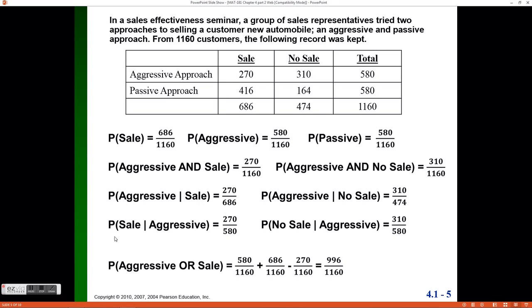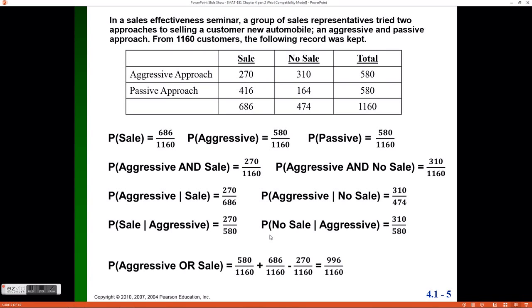Moving down to the fourth line, I want to find the probability of a sale given the aggressive approach was used. This is not the same as what we just did in line 3. While the two traits are the same, this time I am given that the aggressive approach was used. So when narrowing my search, I am now only looking at the first row of 580 customers who had the aggressive approach used on them. While it's the same 270 that have both traits, this time the probability would be 270 out of 580.